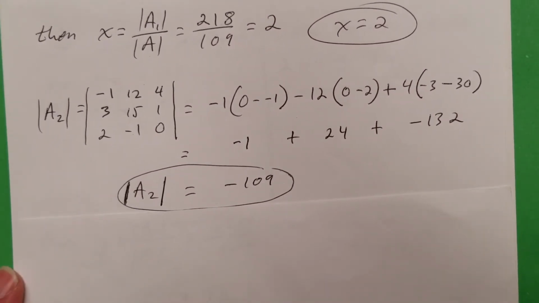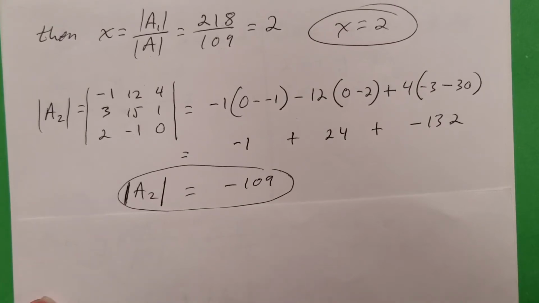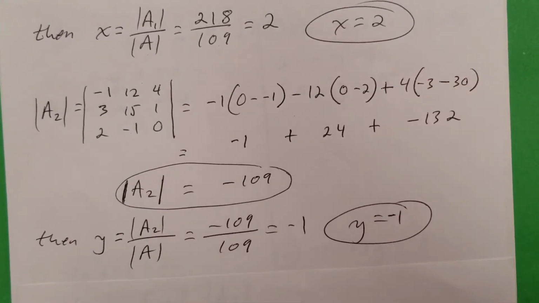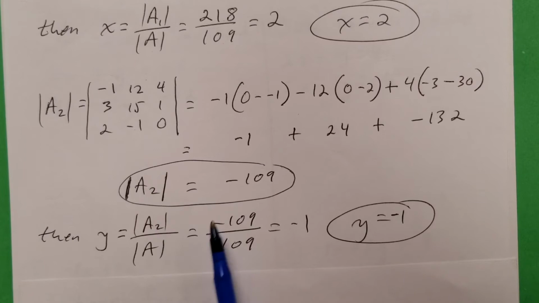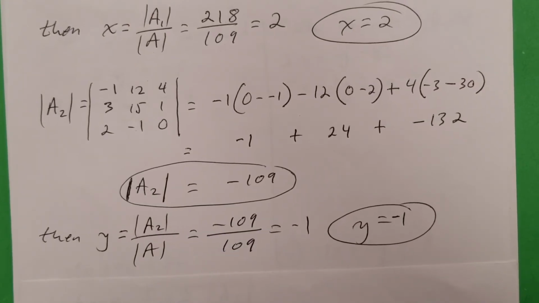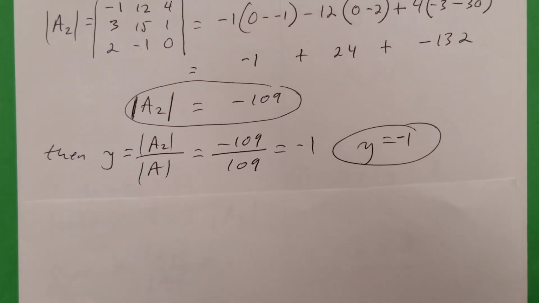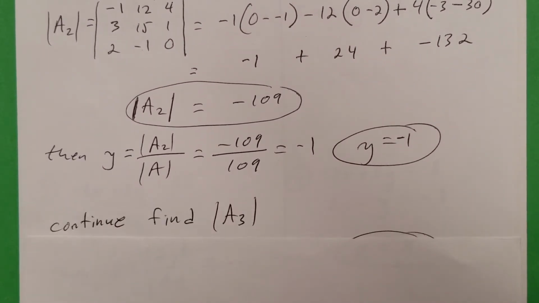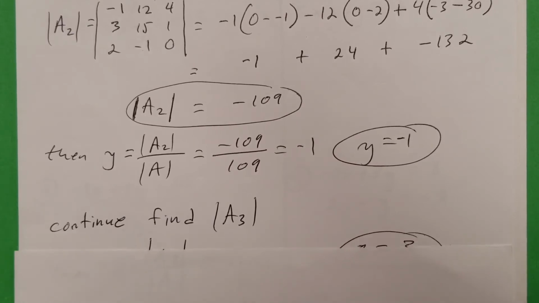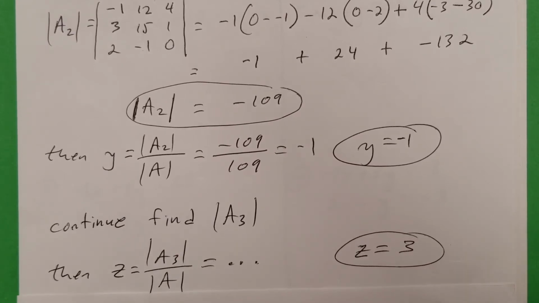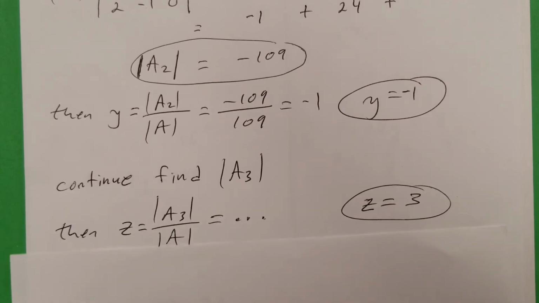Now I'm ready to do the second variable, Y. Y is equal to the determinant of A2 over the determinant of A, which is negative 109 over 109, which is negative 1. I got Y. Almost there. Now to get Z, you guessed it, I need A3, the determinant of A3. Do the math. I did it for you.